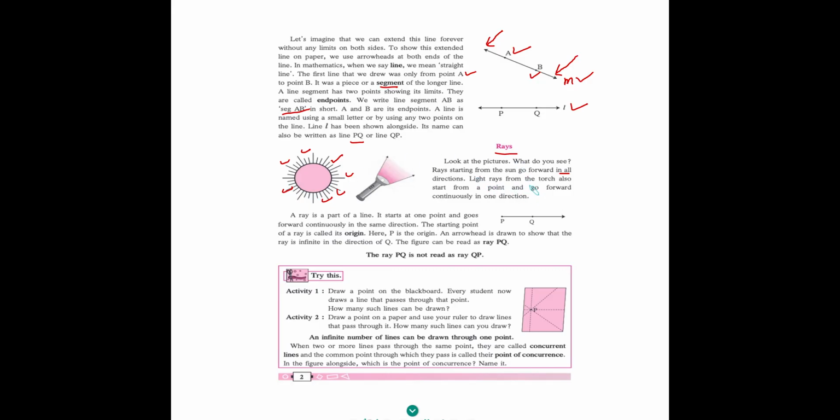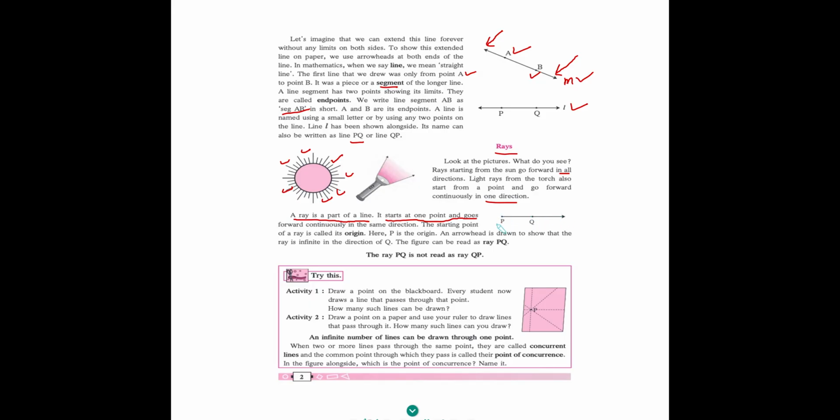Light rays from the torch also start from a point and go forward continuously in one direction. Now you can see that from the torch we start at a point, right? A ray is part of a line. It starts at a point and goes forward continuously in the same direction, and the starting point of the ray is called the origin.